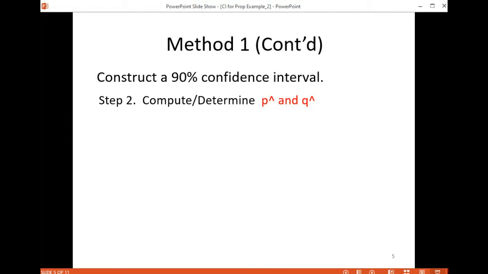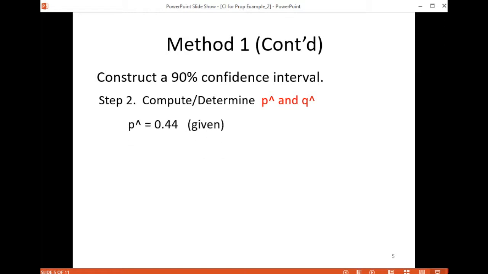Step 2, you would compute or determine p hat and q hat. I say compute or determine because in this particular case, p hat is given, but sometimes they will actually tell you the x value, the count of the successes, versus how many were in the sample. So they say x subjects had such and such a property. So therefore, you have to compute p hat. In our instance, p hat was given.